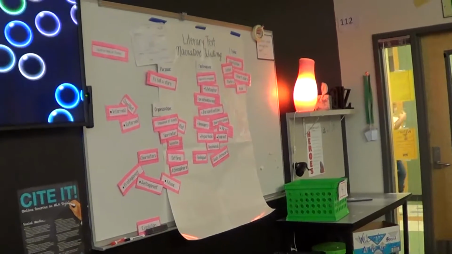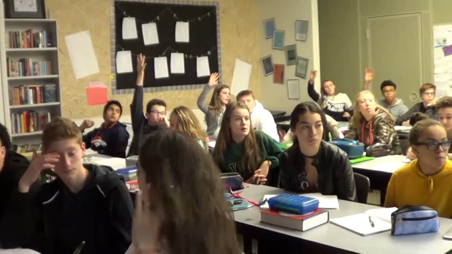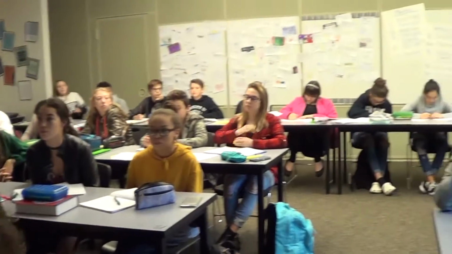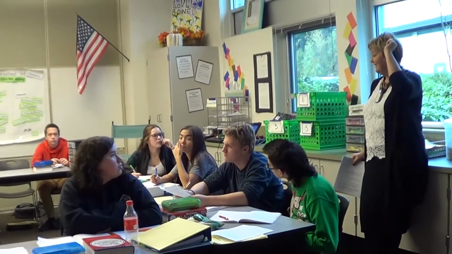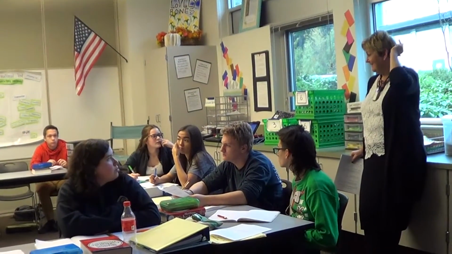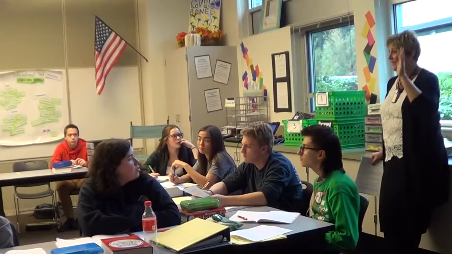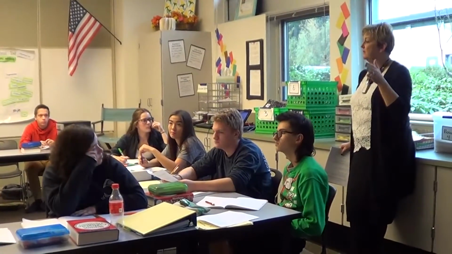Who can give me a few without looking in your notes? Literary elements have to be in a story, Dylan said. So what has to be in a story? Allie? Good, what else? Conflict. Good, what else? Exposition. Exposition, setting, characters, all of those are literary elements.